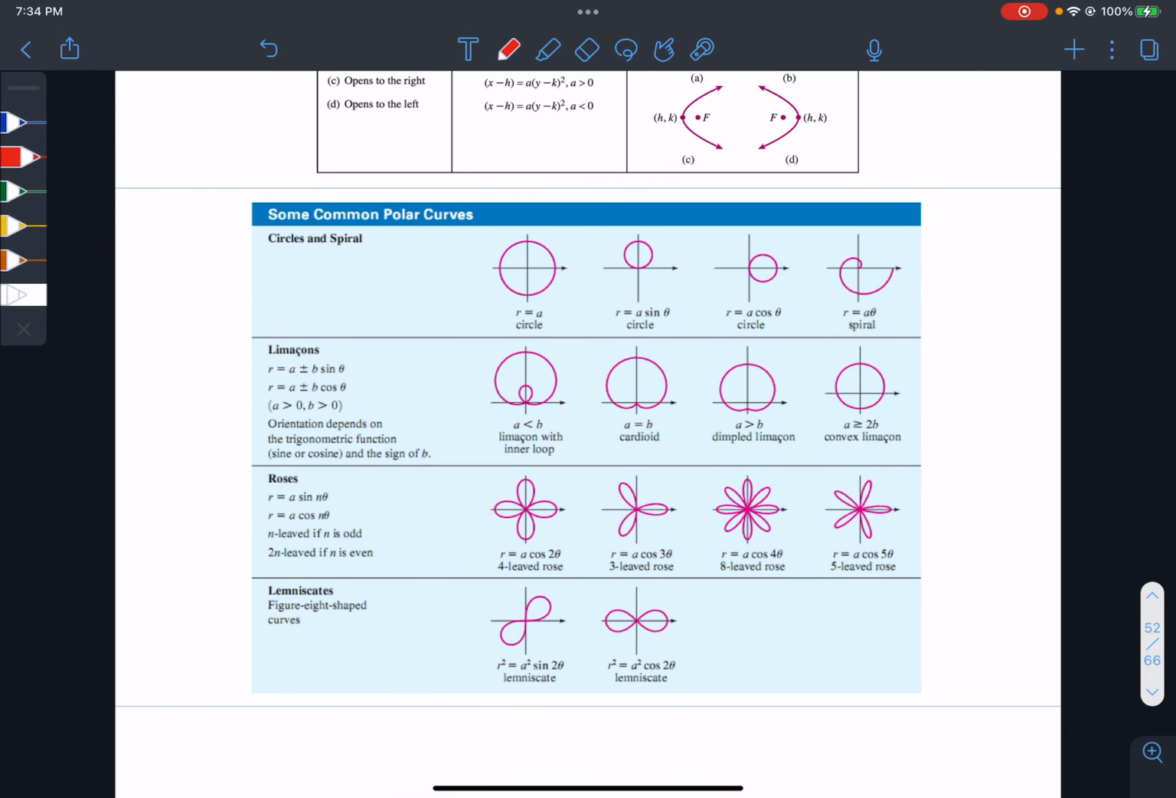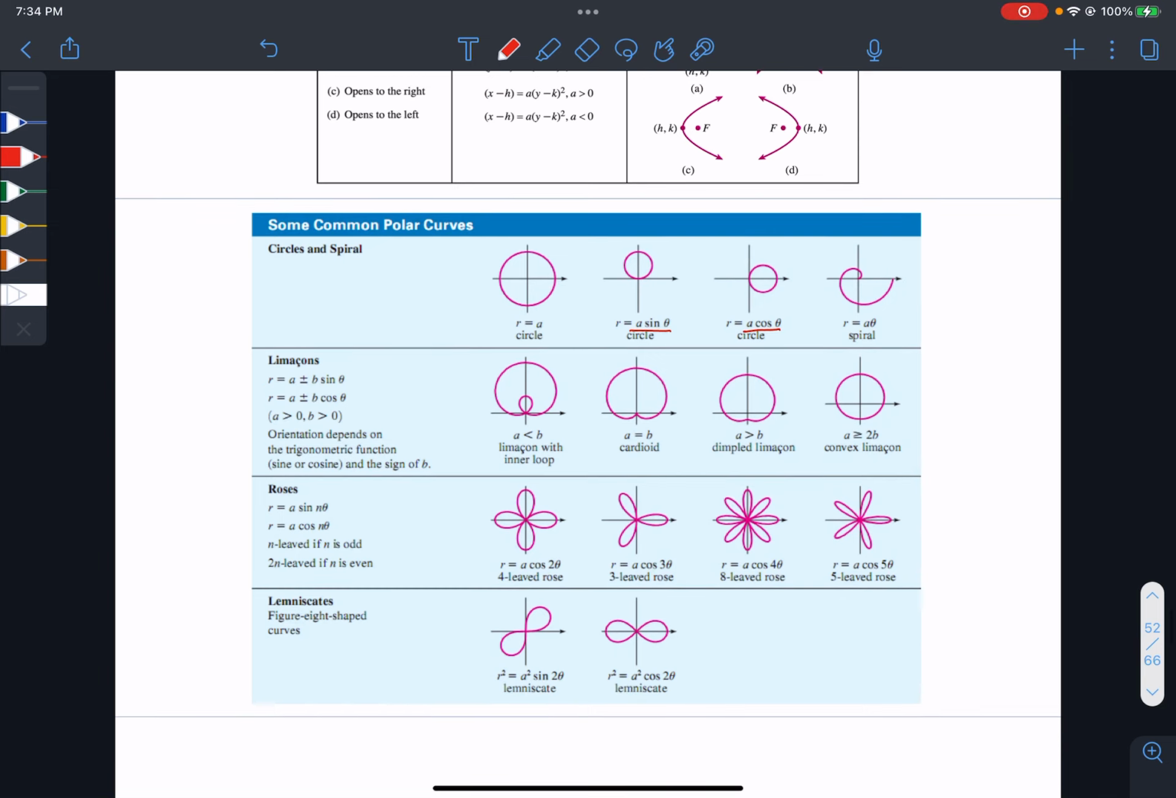Again, for polar curves, these are the common polar curves. We have the circle. Its common form is a sine theta or a cosine theta. When it's a sine theta, it is symmetrical about the pi over 2 axis. If it is cosine, it's usually symmetrical about the polar axis.